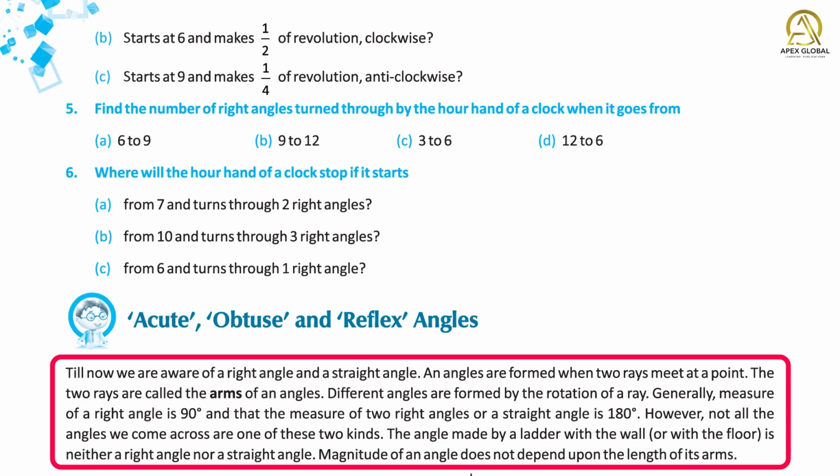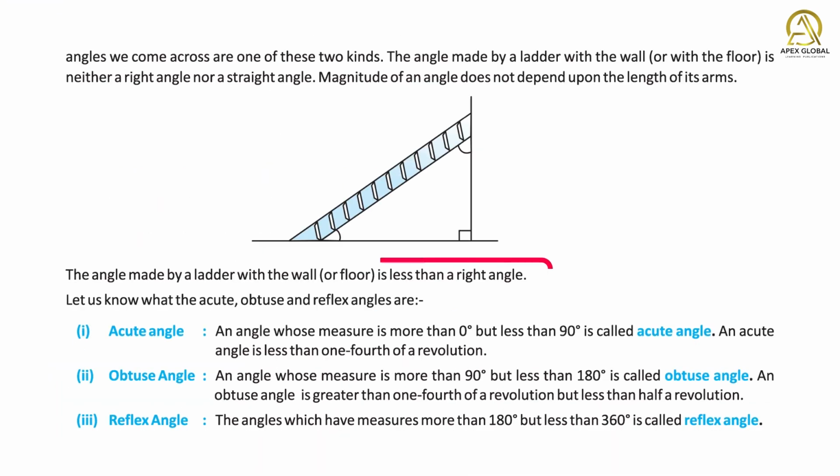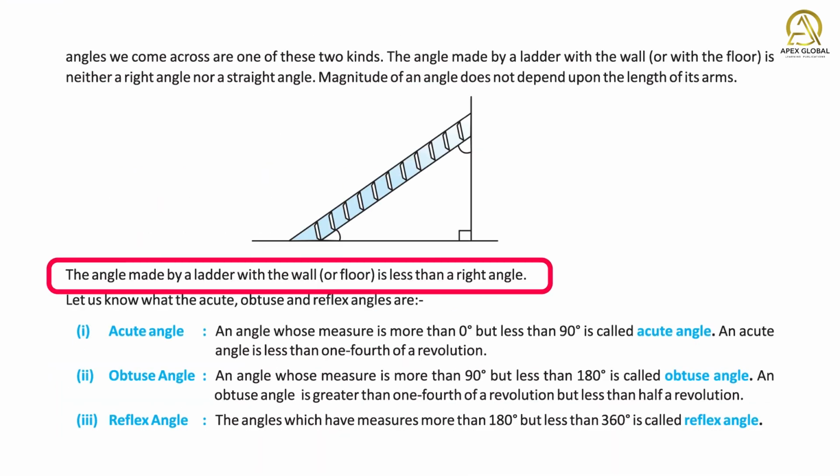Generally, the measure of a right angle is 90 degrees, and the measure of 2 right angles or a straight angle is 180 degrees. However, not all the angles we come across are one of these 2 kinds. The angle made by a ladder with the wall or with the floor is neither a right angle nor a straight angle. The magnitude of an angle does not depend upon the length of its arm. The angle made by a ladder with the wall or floor is less than a right angle.